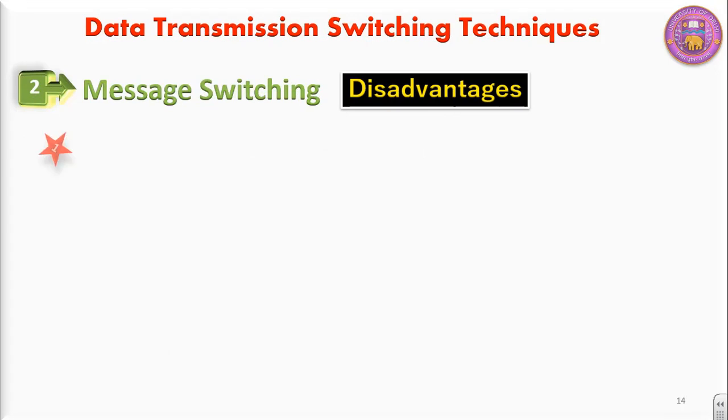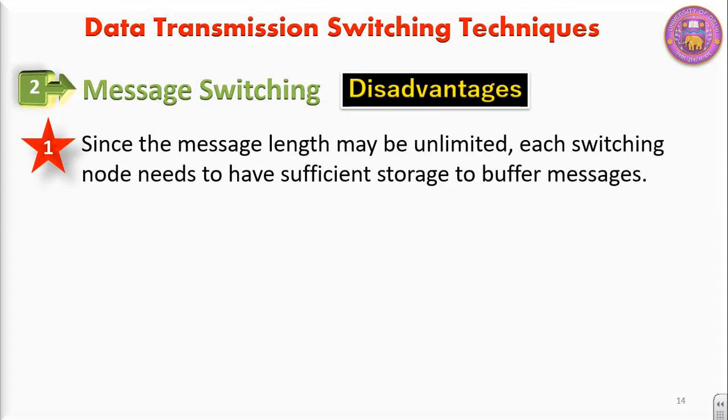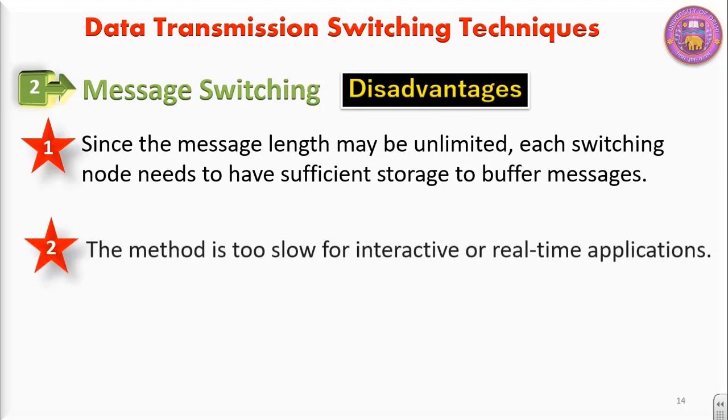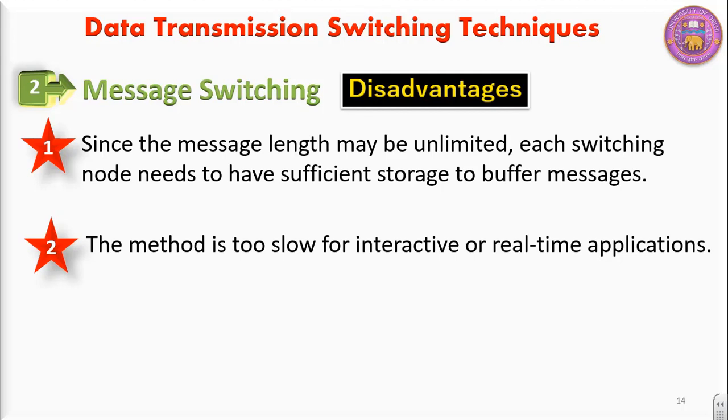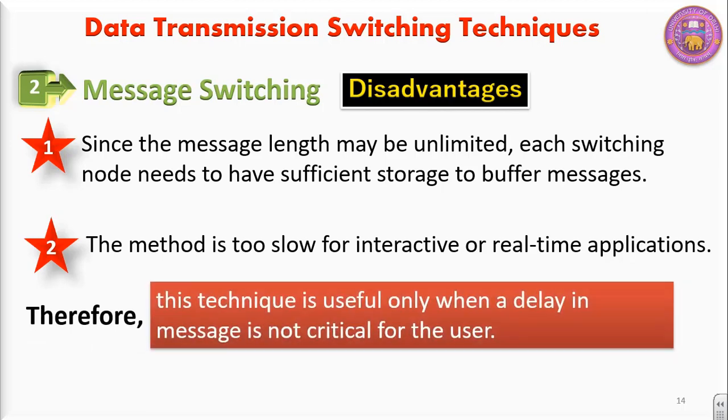Disadvantages. Since the message length may be unlimited, each switching node needs to have sufficient storage to buffer messages. If the message is a very long one, then the store and forward facility needs to have big storage in order to store the message for a temporary period. Second, this method is too slow for interactive or real-time applications. Therefore, this technique is useful only when a delay in message is not critical for the user.